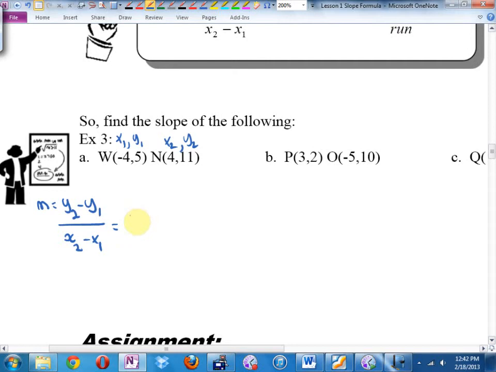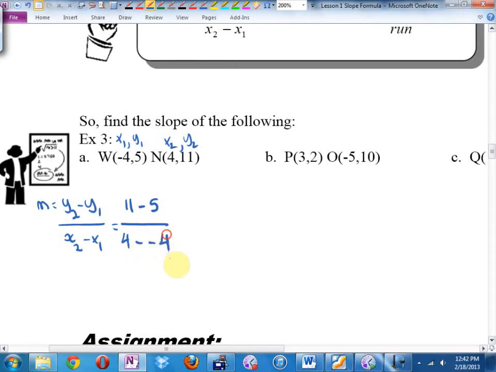It's technically change in y over change in x, because change in anything is final minus initial. Another way to say final would be 2, and another way to say initial would be 1. What's y2? Minus? What's y1? 5. I think the top will work out to 6. Over. What's x2? Minus?